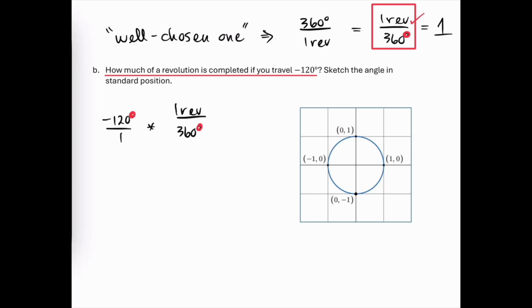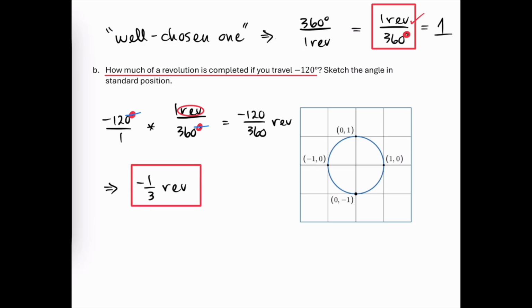When we multiply, we'll see here that these degree symbols are going to cancel out, and we end up with negative 120 over 360, and the units that remain are revolutions. This fraction then reduces down to being negative 1/3, and again we have revolutions. So this would be how many revolutions we travel, negative 1/3, and then we're going to sketch that angle in standard position. So again, we'll have the initial side along the positive x-axis.